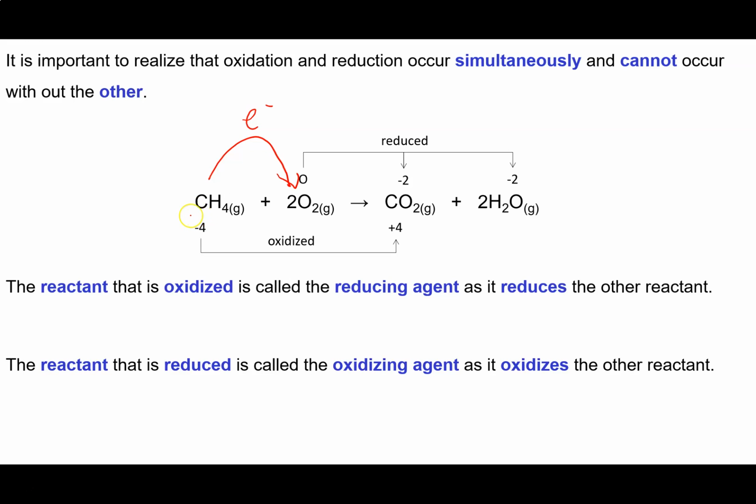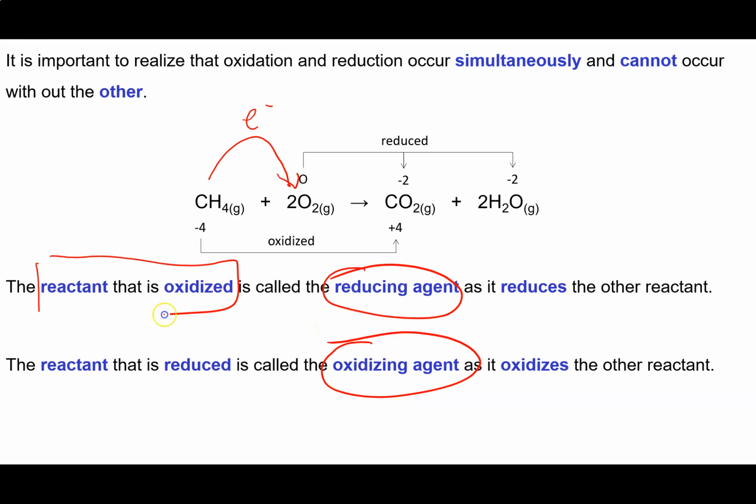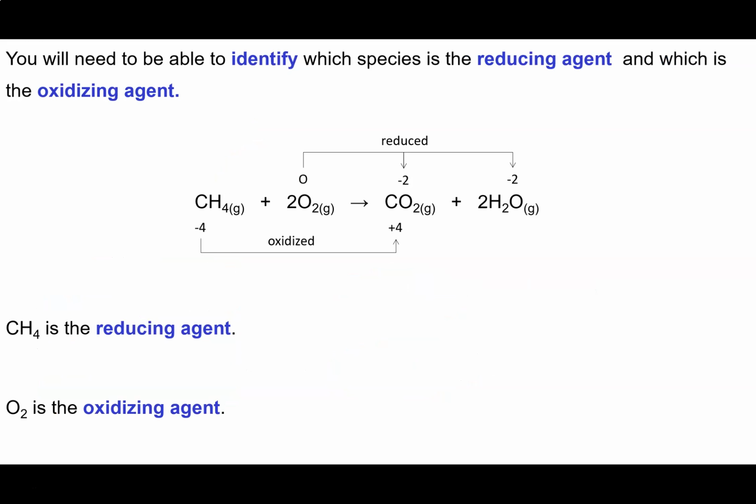The methane causes the O2 to become reduced, so it is described as being the reducing agent. The O2 causes the methane to be oxidized, so it is described as the oxidizing agent. So just being careful with these definitions. One is kind of a name, the other is a process that the reactant is undergoing. All right, so you do need to be able to identify these things. Keep hammering you on this point, and just be very careful in giving these names to these reactants.